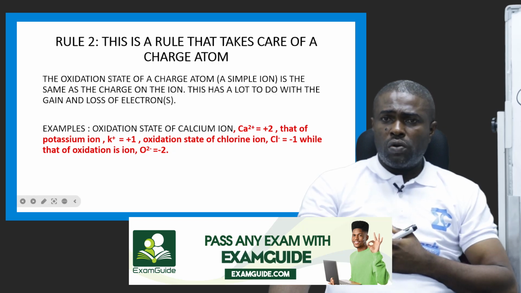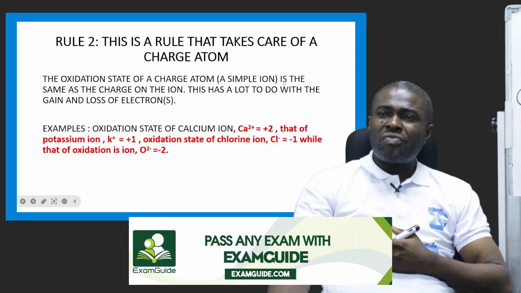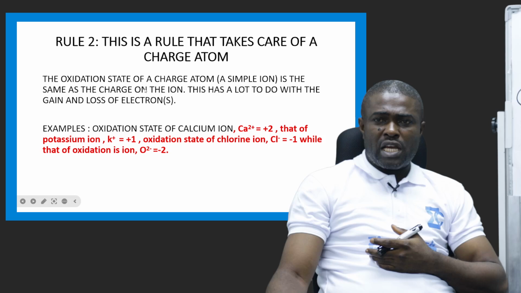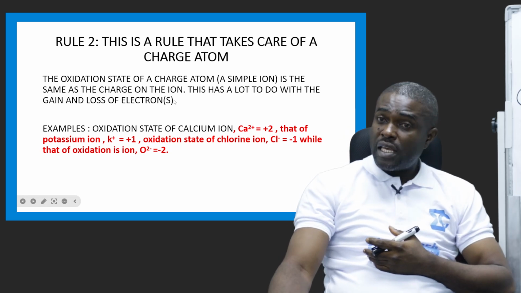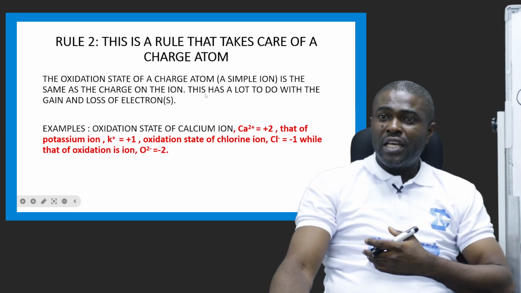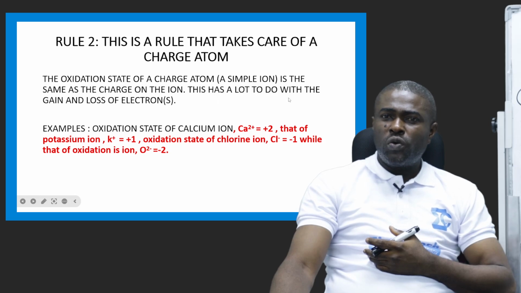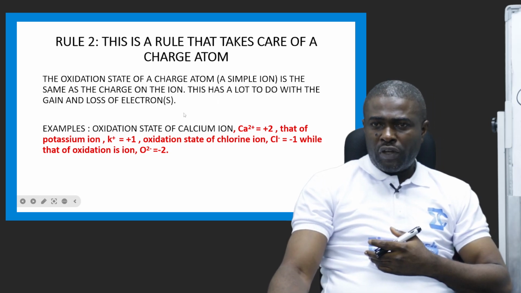Negative. So, the oxidation state of a charged atom is the same as the charge on the ion. This has a lot to do with the gain and loss of electrons.